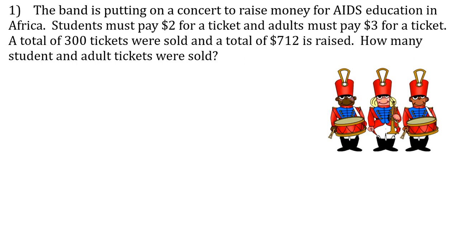we can see that they're discussing a couple of totals in our third sentence. It says we have a total of $712 being raised and a total of 300 tickets. So we know the two equations would have to involve those two totals. One would represent the number of tickets and one would represent the number of dollars being raised.